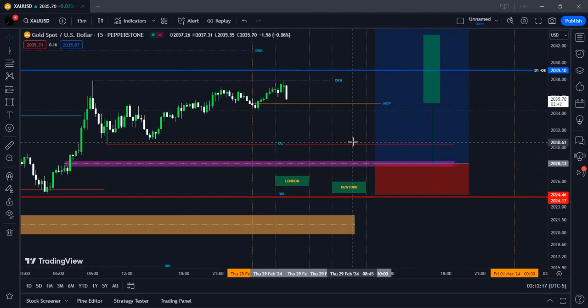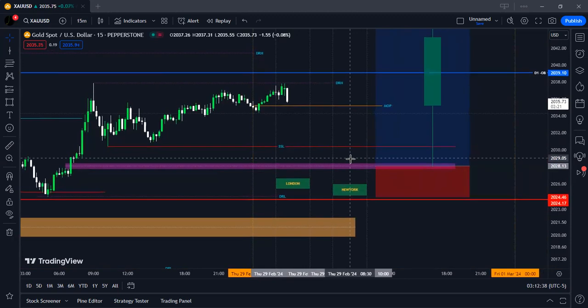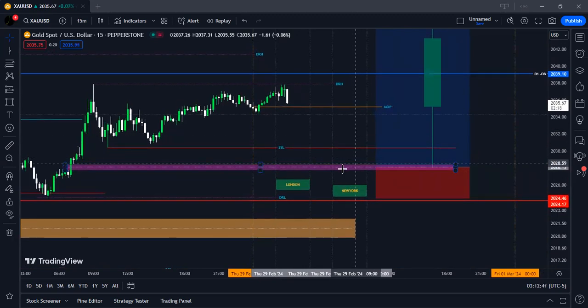Kenyan time it will be 16:30. So that's where we will start our tape reading and execution. But as I've said, you can place the buy limits and the stop loss down here. Then expect a rally off here. That optimal entry could be in London or New York, but my hunting time will be in New York because of that economic calendar event, the high impact news, the jobless claims.